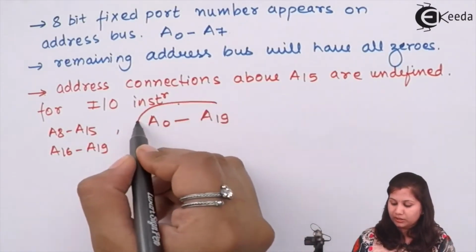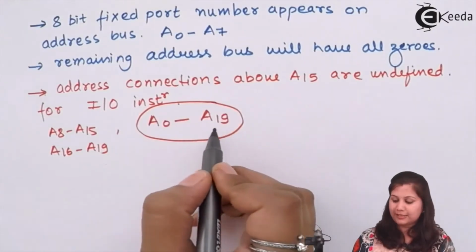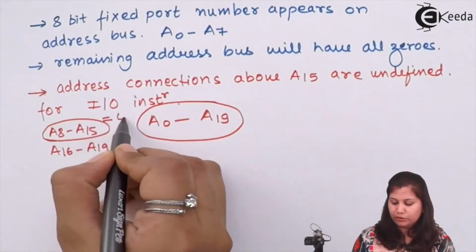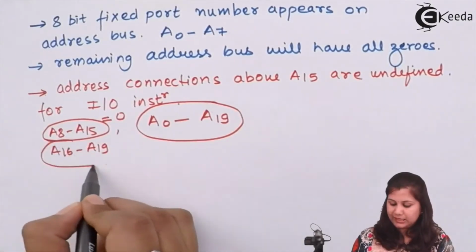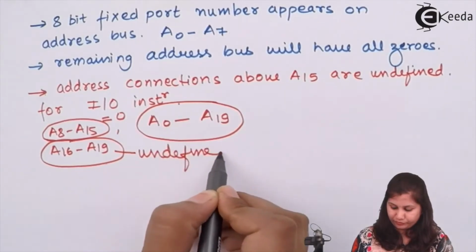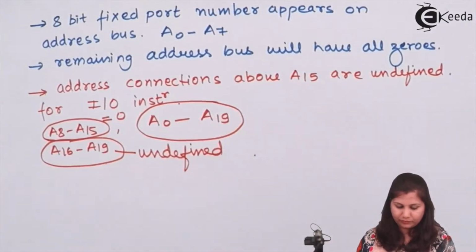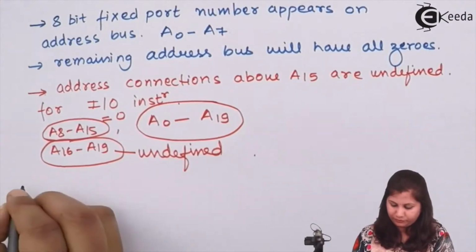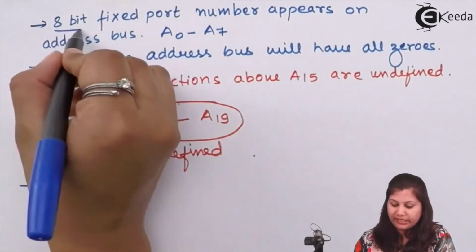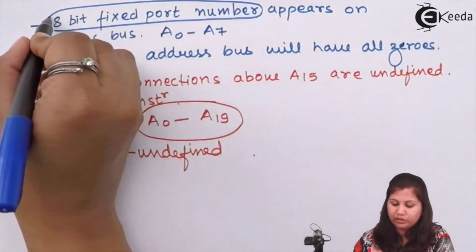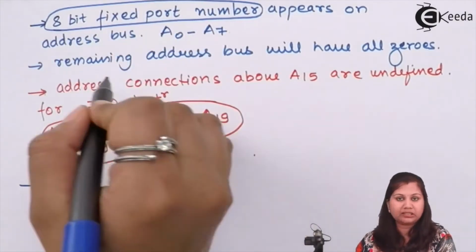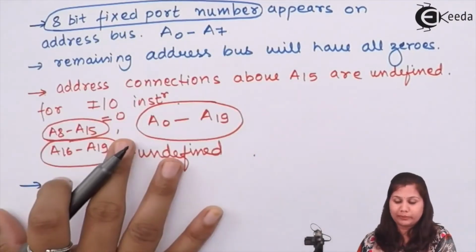So out of these 20 address lines, only 8 are used. A8 to A15 are made equal to 0, and A16 to A19 are undefined. This will be the case when we are using 8-bit fixed port numbers. If we are using an 8-bit address, that is how the address will be defined.